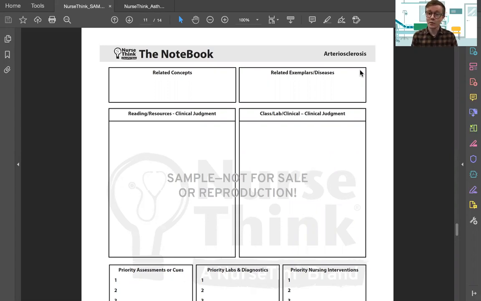And today, I want to show you, in just a couple minutes, how you as a student can use your NurseThink notebook in the classroom and how you can use this to study and prepare yourself for lecture as well. So just point out a few key points here.